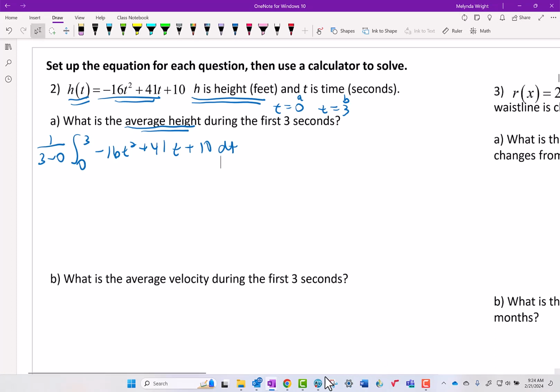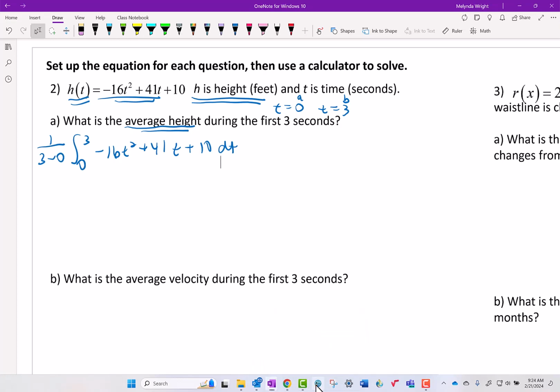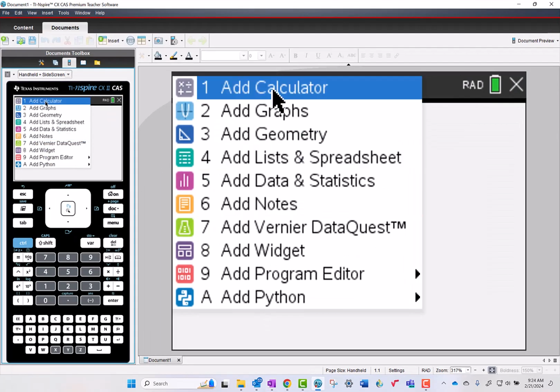Okay, so let's go to our calculator. I'm just telling you, when I pull the calculator up, I'm not going to be able to see this document, so I'm going to need y'all's help to tell me what to put in the calculator, okay? All right, so let's pull the calculator up. We want to use the calculator.